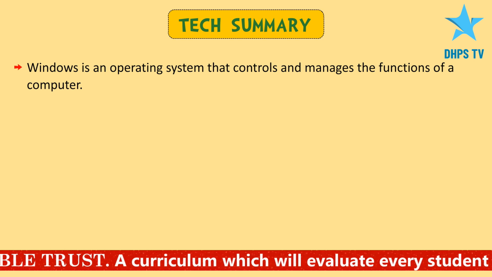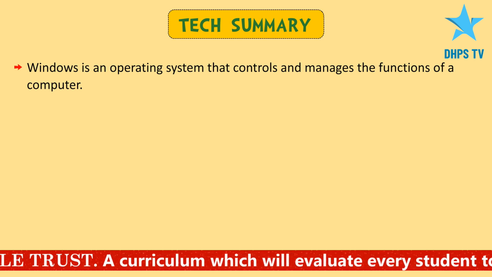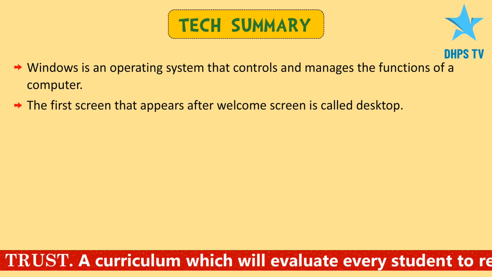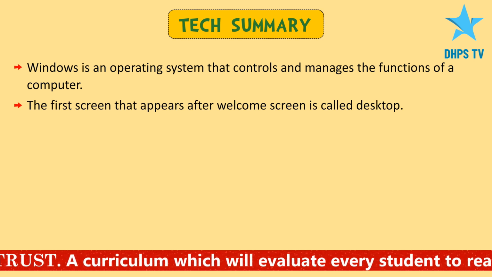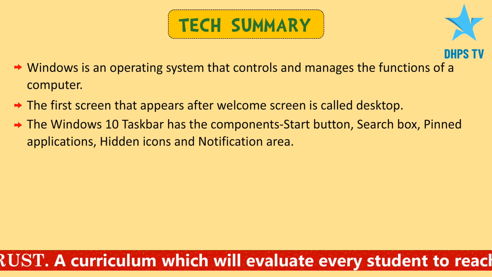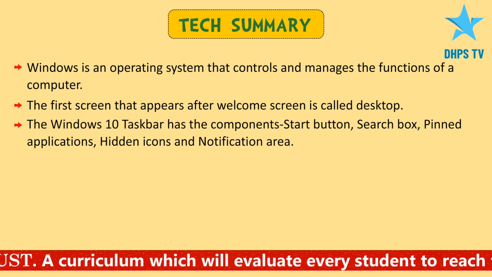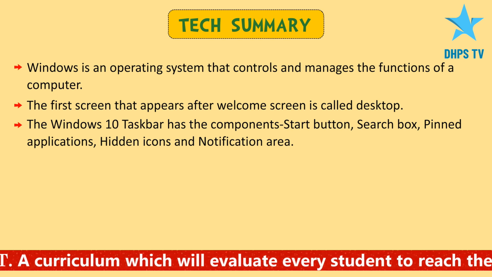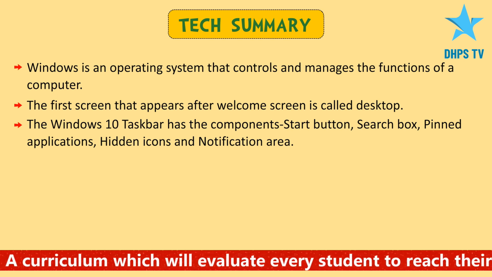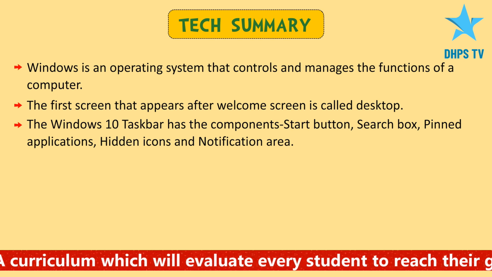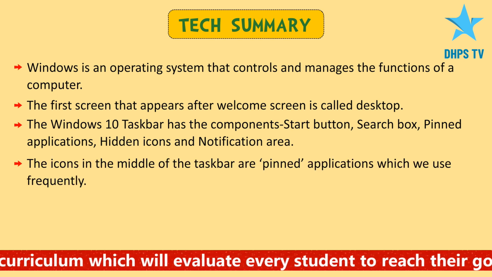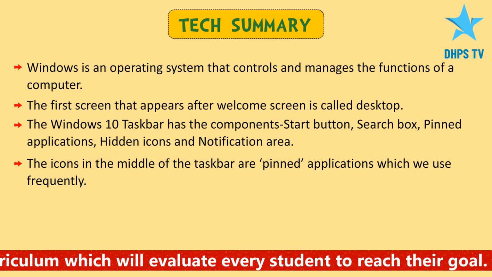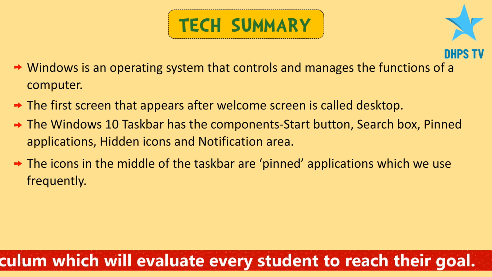Text summary. Windows is an operating system that controls and manages the functions of a computer. The first screen that appears after the Welcome screen is called Desktop. The Windows 10 taskbar has the components Start button, Search box, Pinned applications, Hidden icons, and Notification area. The icons in the middle of the taskbar are Pinned applications, which we use frequently.